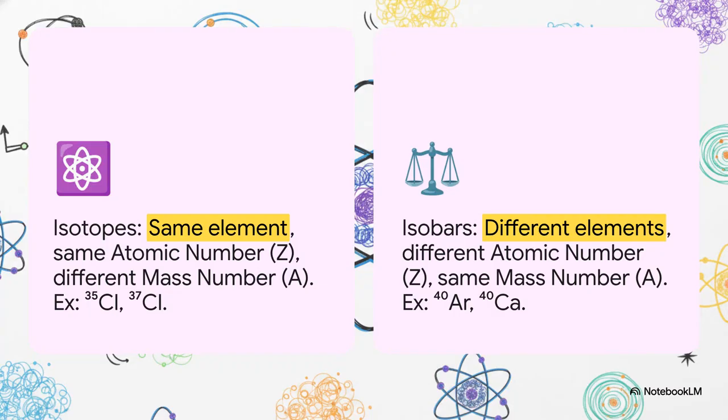Now, students often get confused between these two terms, so let's make it very clear. Isotopes are atoms of the same element. That means they have the same atomic number Z, but they have different mass numbers A because they have a different number of neutrons. Isobars are the opposite. They are atoms of different elements, so they have different atomic numbers, but they happen to have the same mass number. A good example of isotopes is chlorine, which exists as chlorine-35 and chlorine-37. This is the reason why the atomic mass of chlorine is not a whole number. It's 35.5, which is an average.